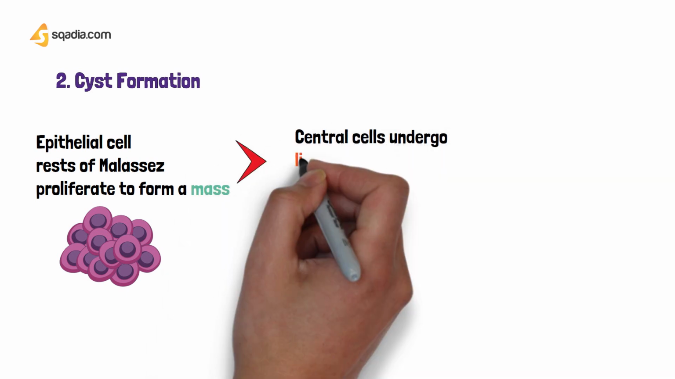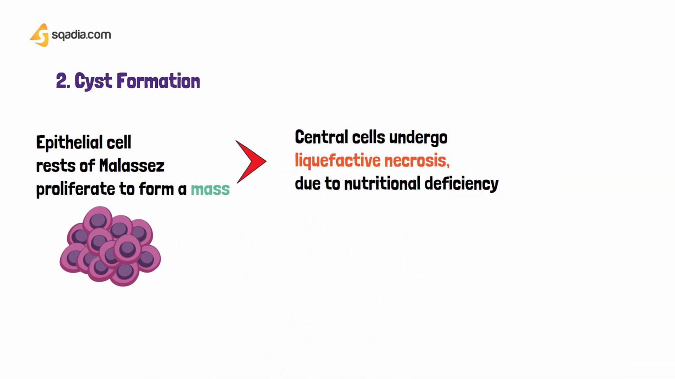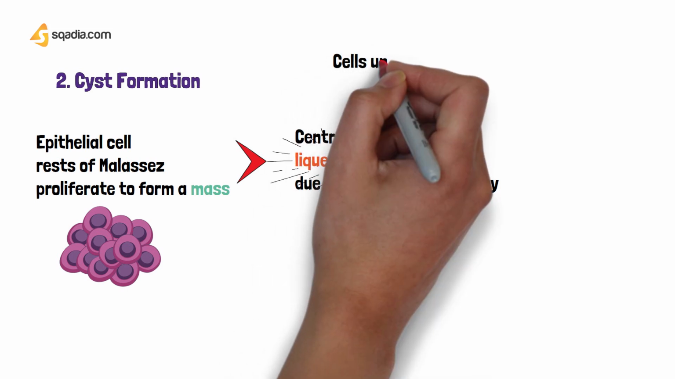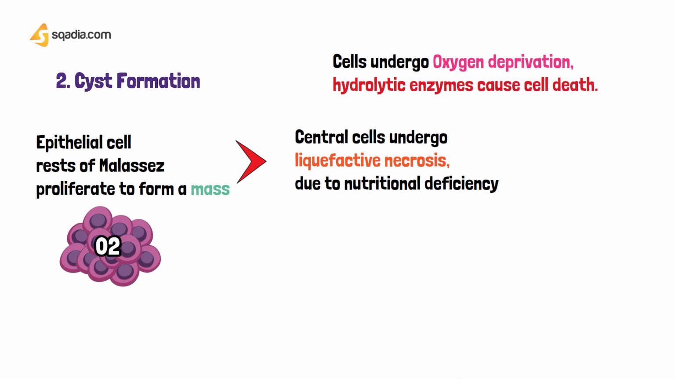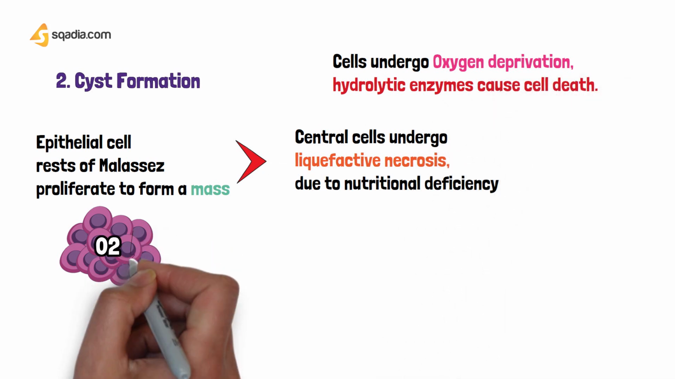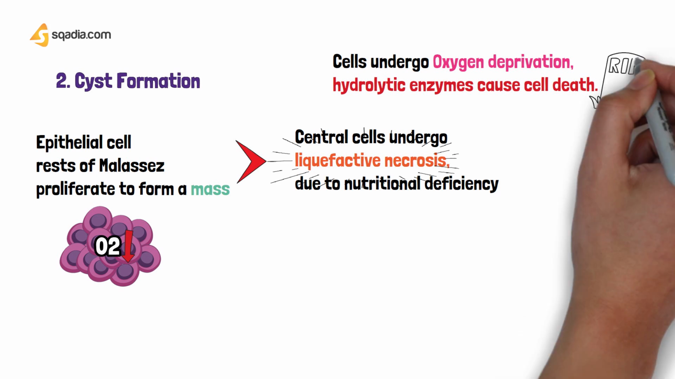Now, these epithelial cell rests of Malassez, which are present in the periapical area, proliferate to form a mass. When this mass is formed, the central cells are going to undergo liquefactive necrosis. This occurs because there is a nutritional deficiency in the center of the mass of the cells. There is oxygen deprivation, which leads to the release of hydrolytic enzymes, which causes cell death.